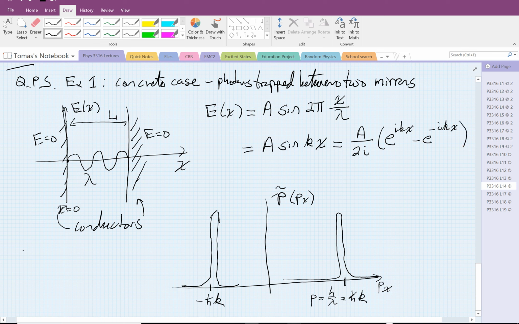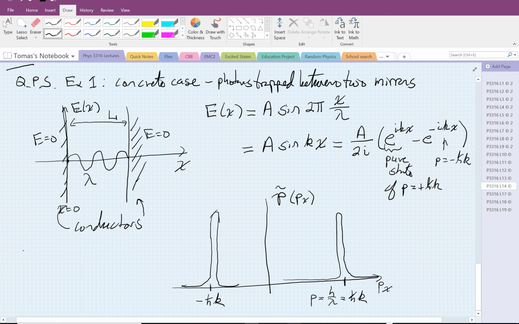So we learn 2 lessons from this. It seems to be that these complex exponentials, one with a positive k and one with a negative k, are associated with the pure states of momentum. Pure state of p, in this case, equals plus h bar k, and this one must then be p equals minus h bar k.